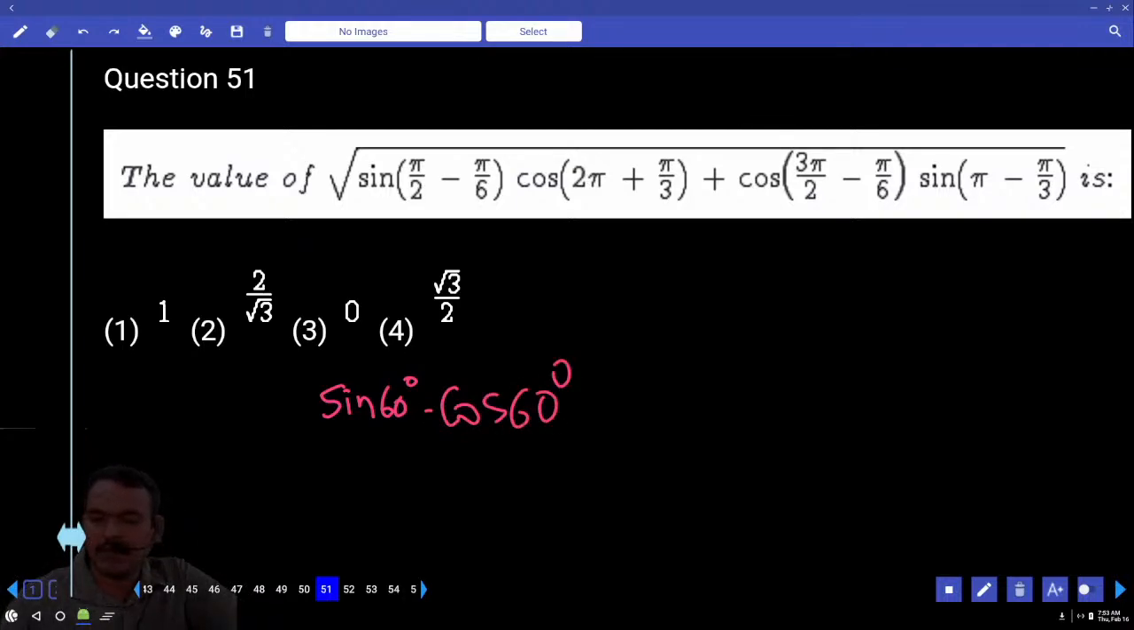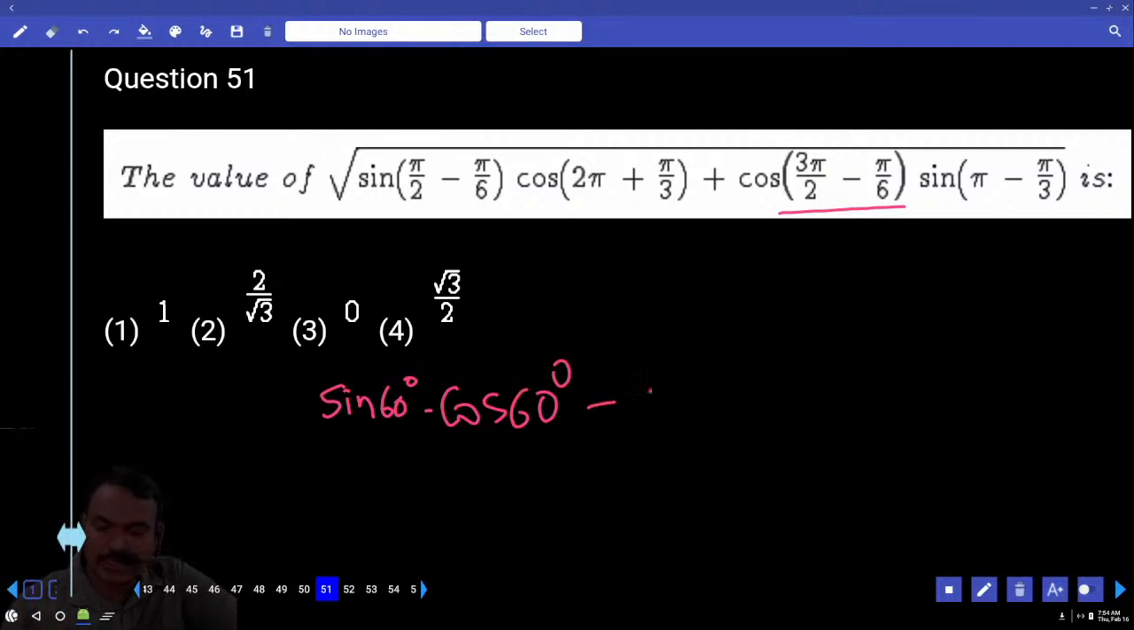Next, another one. Cos of 3π/2 minus 5π/6. 3π/2 means 270, minus 5π/6 means 30. 270 minus 30 is 240. Cos of 240 we write as cos of 270 minus 30. Cos of 270 minus theta, which quadrant is it? Third quadrant. So cos of 270 minus theta is equal to minus sin theta.